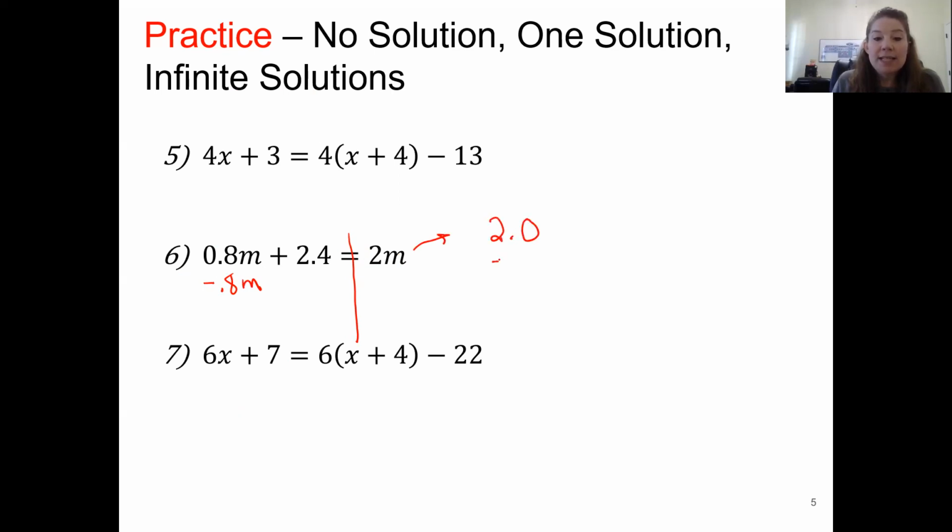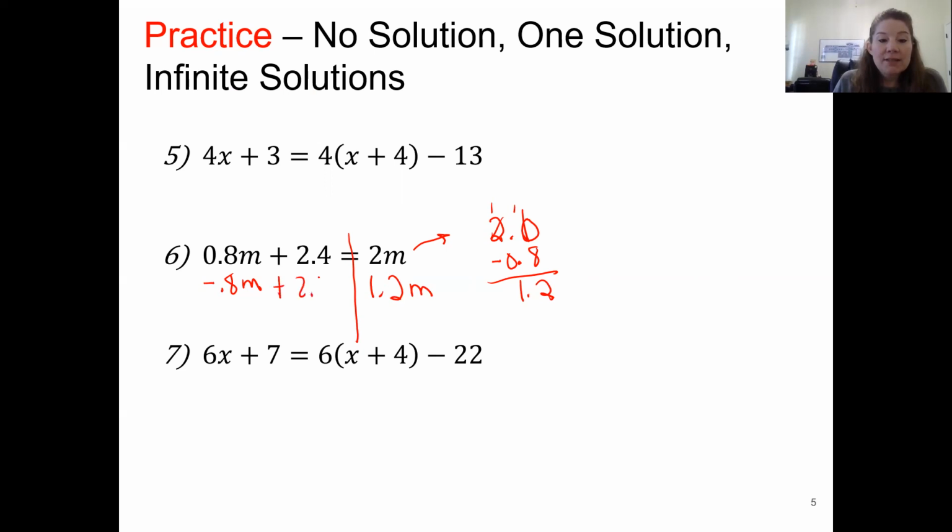And when you subtract decimals, you got to line up those decimals, right? This is like taking 80 cents away from $2. So $2 minus 80 cents is $1.20, right? So this is 1.2 m.